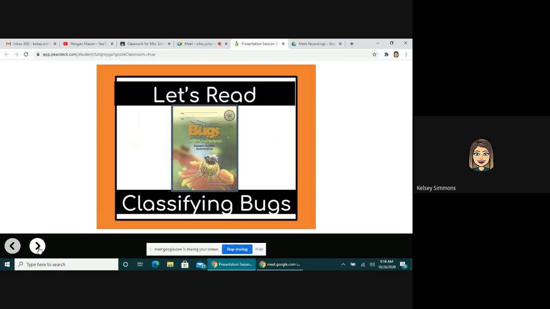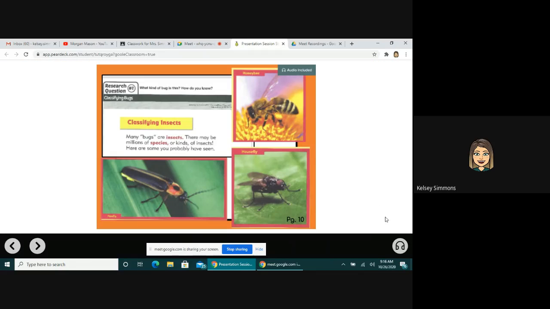So let's start by reading our classifying bugs book. So you see down here, we have these headphones and a play arrow. So on your computer, whenever you get to our slides, you can click on the headphones and it will make this pop up and then it will be available for you to listen. So let's practice that now. So I clicked on the headphones. Now I'm going to click on the play button.